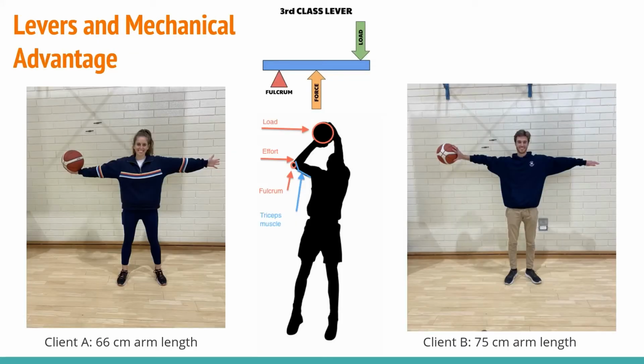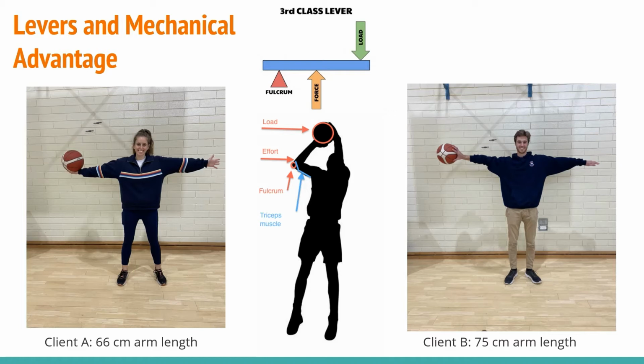When looking at levers, there are 3 types, and these are described as class 1, 2, and 3. The differences between them come down to the placement of the fulcrum or the pivot point, the resistive load or the weight, and the force or effort on the lever. Class 1 levers involve the fulcrum to be in the middle of the lever with the effort and load on either side like a seesaw.